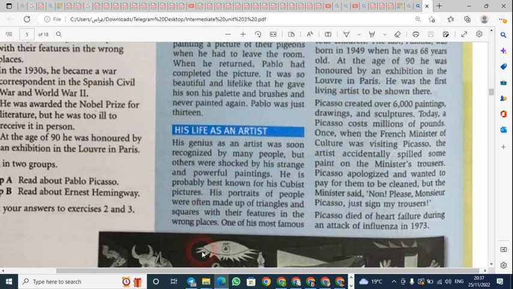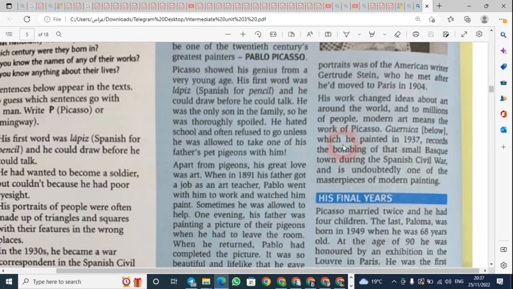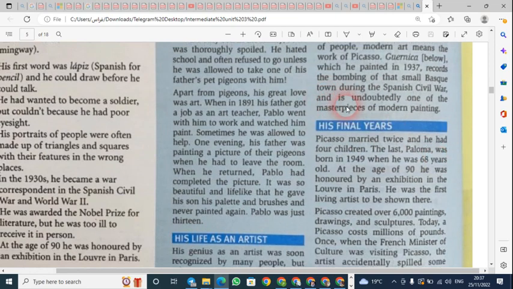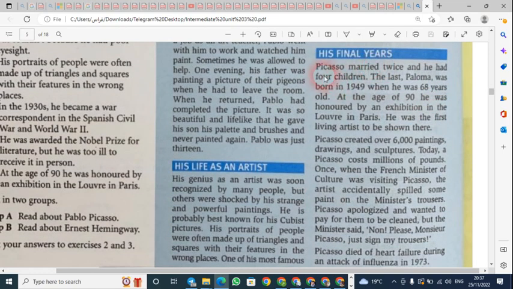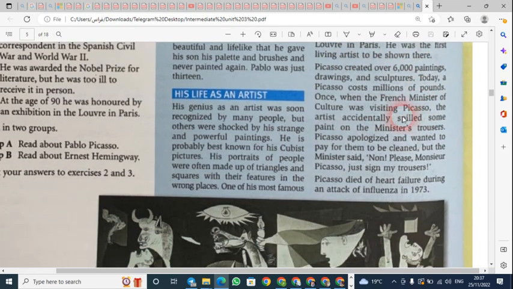This is Guernica, which he painted in 1937. It records the bombing of that small Basque town during the Spanish Civil War, and is undoubtedly one of the masterpieces of modern painting. His final years. Picasso married twice and he had 4 children. The last, Paloma, was born in 1949 when he was 68 years old. At the age of 90, he was honored by an exhibition in the Louvre in Paris. He was the first living artist to be shown there.